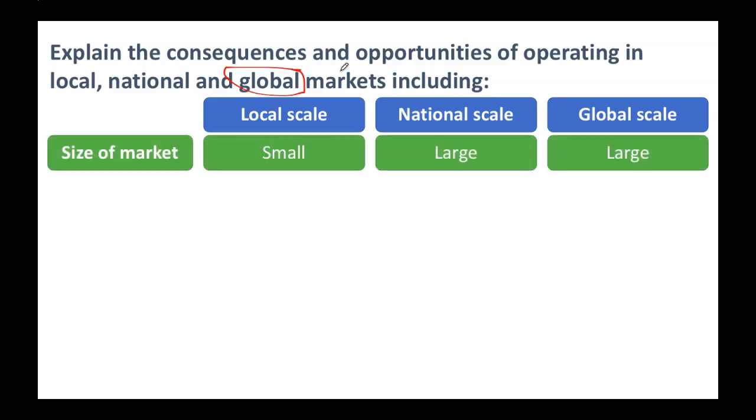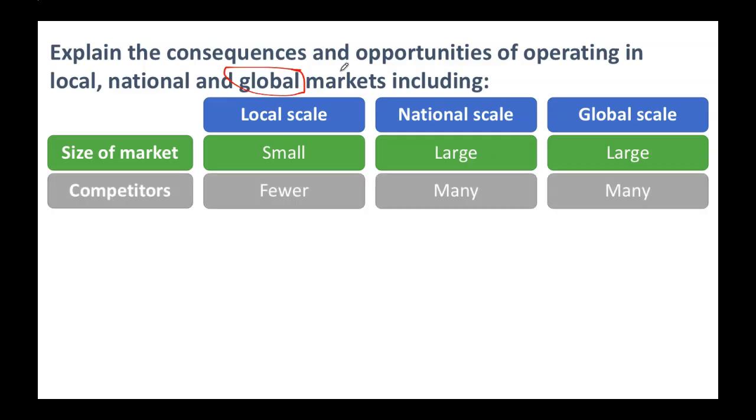But if we're looking at the differences between these markets, first the size of the market in terms of the number of customers they're selling to: local scale, obviously small; global scale, it's the whole wide world, so very large. Competitors: fewer on a local scale, many competitors on a global scale. You're competing globally with loads of international, multinational companies all over the world.